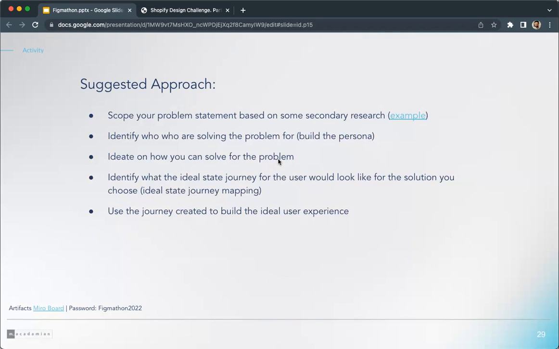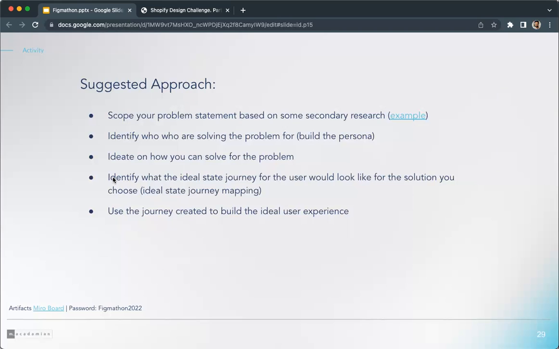That information will allow you to start thinking about how you can solve this problem, because now you have moved from your assumptions of what the problem is to understanding actually what the problem is, and also moved from solving that problem for yourself to solving the problem for the users that you've defined. And once you've done that, then you can maybe create a provisional journey map of the ideal state journey. So what the solutions look like.